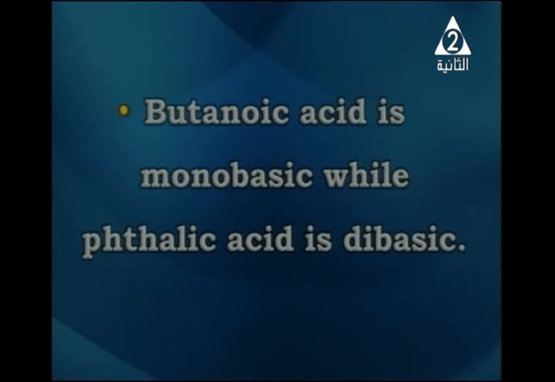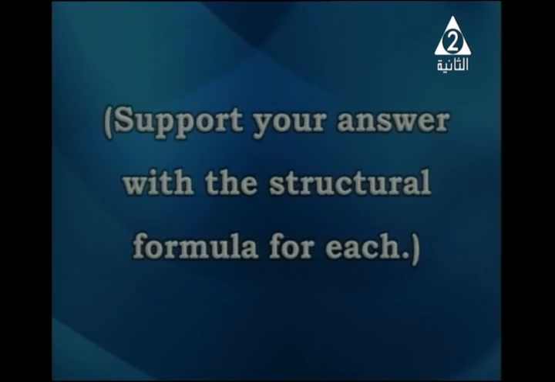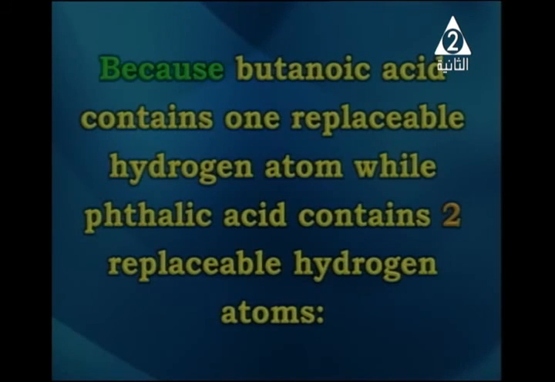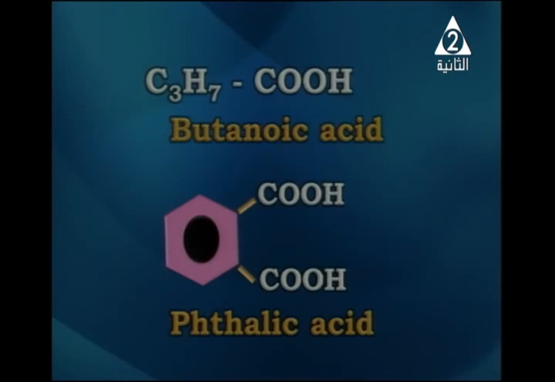Next point, butanoic acid is monobasic while phthalic acid is dibasic. Support your answer with a structure formula for each. Because butanoic acid contains 1 replaceable hydrogen atom while phthalic acid contains 2 replaceable hydrogen atoms. As shown on the screen, this is the structure formula of butanoic acid, C3H7COOH, and the phthalic acid, which is a benzene ring attached to carboxyl groups on adjacent carbon atoms.